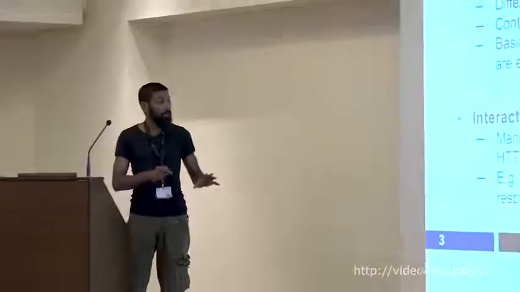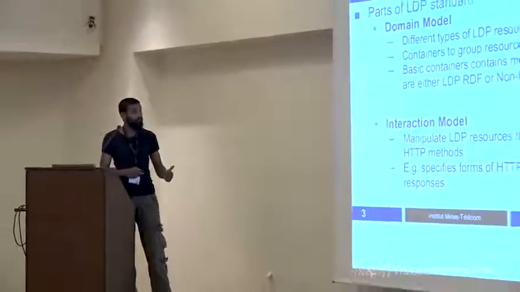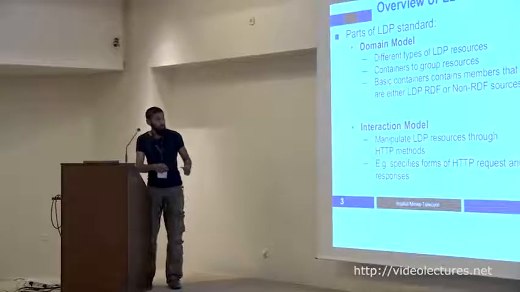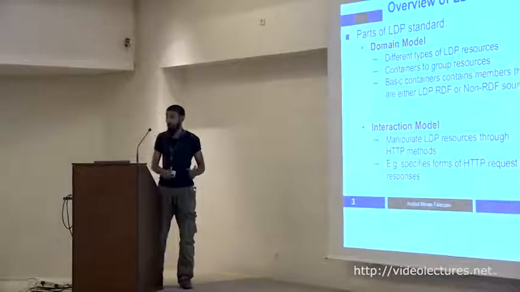The LDP standard consists of two main parts, the domain model and the interaction model. The domain model provides different types of resources, namely the RDF resource and non-RDF resource. Then there is a special type of resource, the container, whose aim is to group resources. We have different types of containers: basic, direct, and indirect. The speciality of a basic container is that it can contain only RDF resources and non-RDF resources.